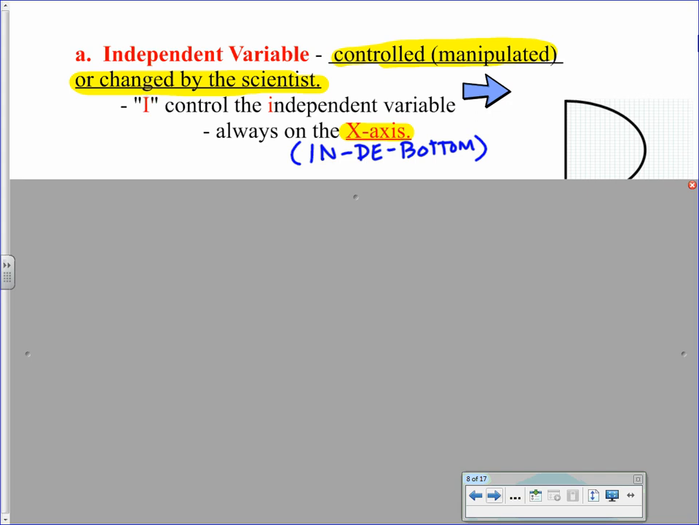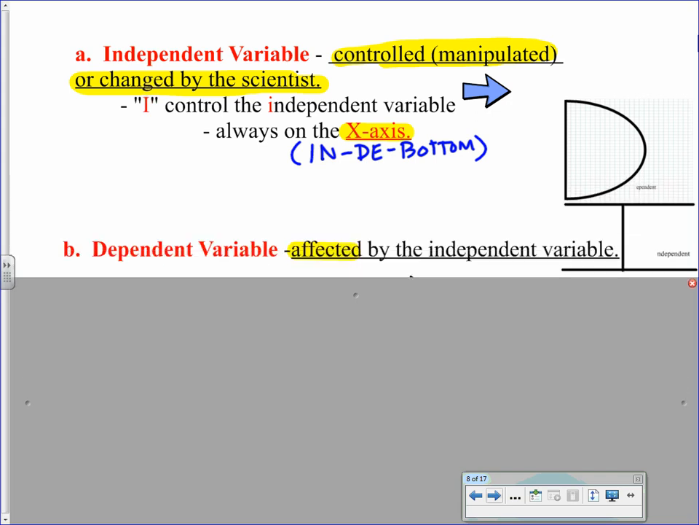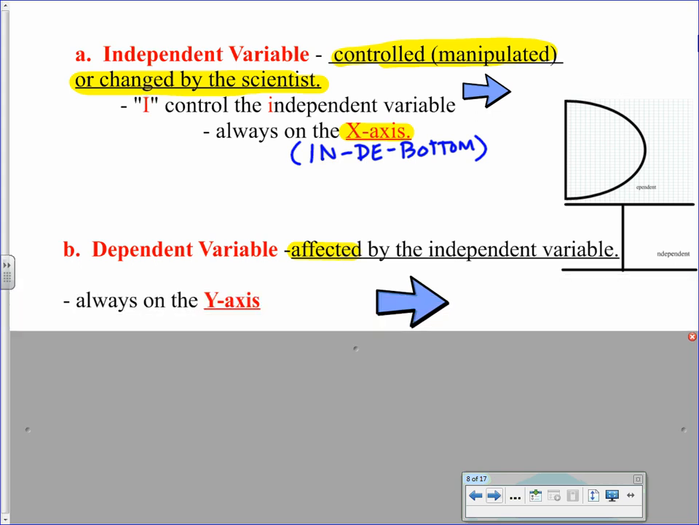The next one here, the dependent variable. This is what is affected by the independent. It's affected by the independent. And this one is on the y-axis. Okay, so again, your independent variable is controlled or manipulated by the scientist, and dependent is going to be affected by the other one. And this is on the y-axis.